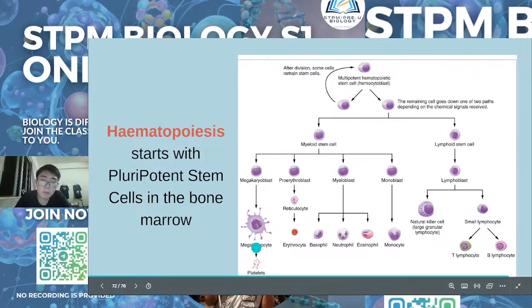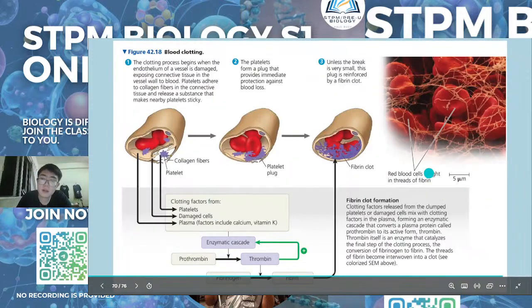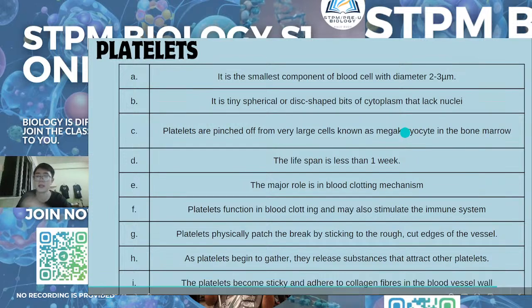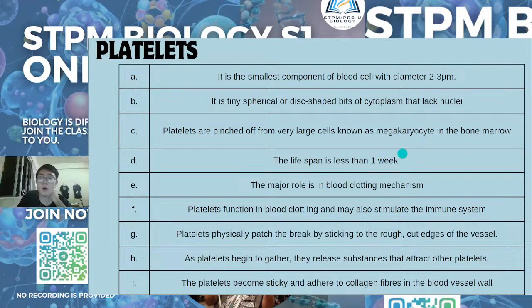Megakaryocyte, and then it will produce the platelet. This is erythrocyte, this is leukocyte. The lifespan of the platelet is shorter compared to erythrocyte. It only has one week, and the main function is the blood clotting mechanism, and also to stimulate the immune system.